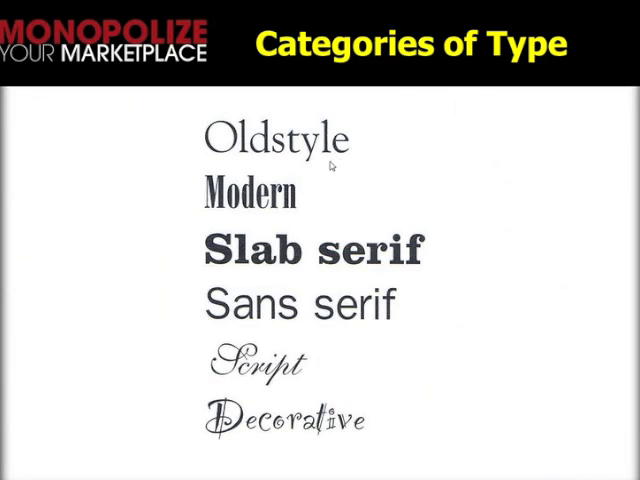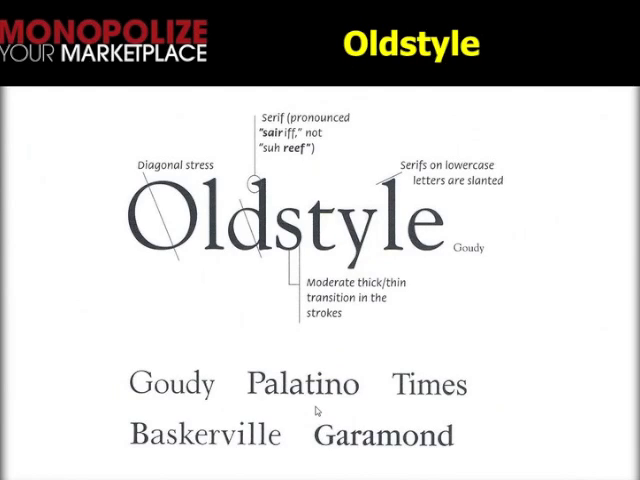Categories of type, just something for you to look at: old style, modern, slab serif, sans serif. And if you understand the word serif, it means these little things that come off, like on the slab serif. You'll see at the top of the L, it's got this little serif. I don't know what else to call it, but a serif, that's what it is. Sans serif does not have those. Script, more of a formal looking thing, decorative, okay?